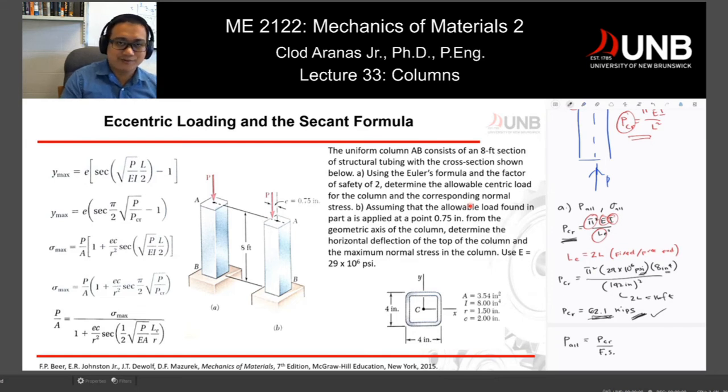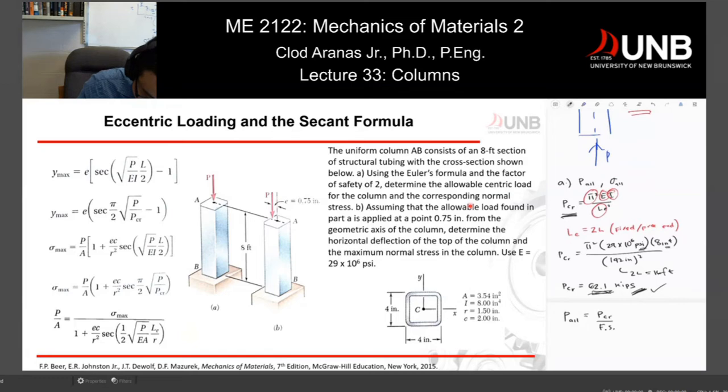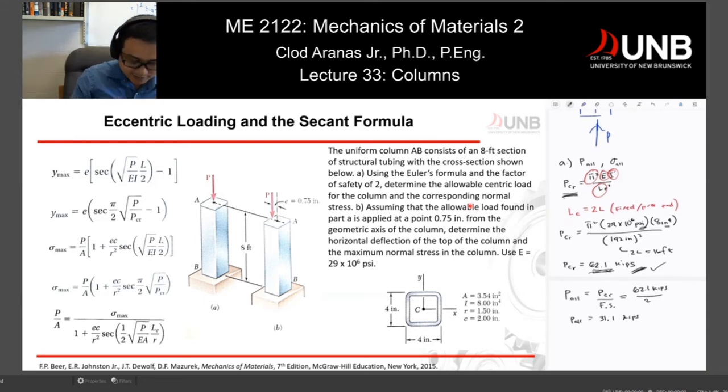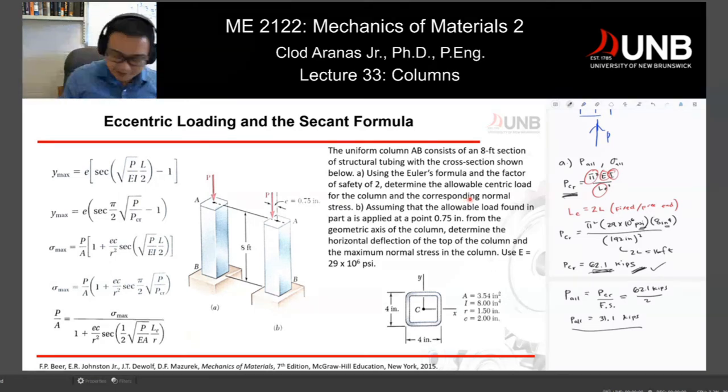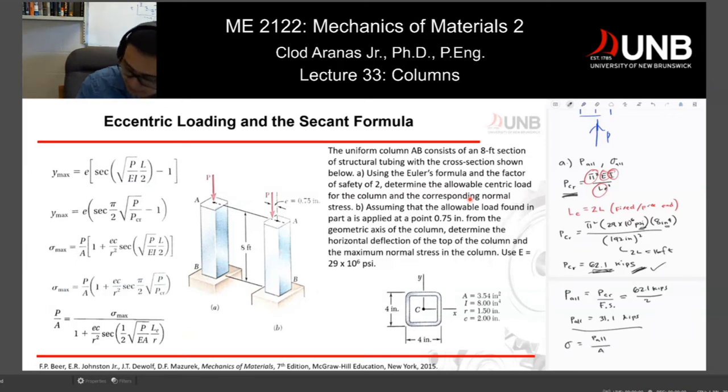So that's why I made a point of the difference in accounting for factor of safety between the previous problem and this particular problem. Now, in this case, your allowable will be 62.1 kips divided by 2, and that would give you an allowable of 31.1 kips. And so this would answer the first question: determine the allowable centric load for the column. Now, for the corresponding normal stress, you have force, you just have to divide it by area. Nothing fancy there.